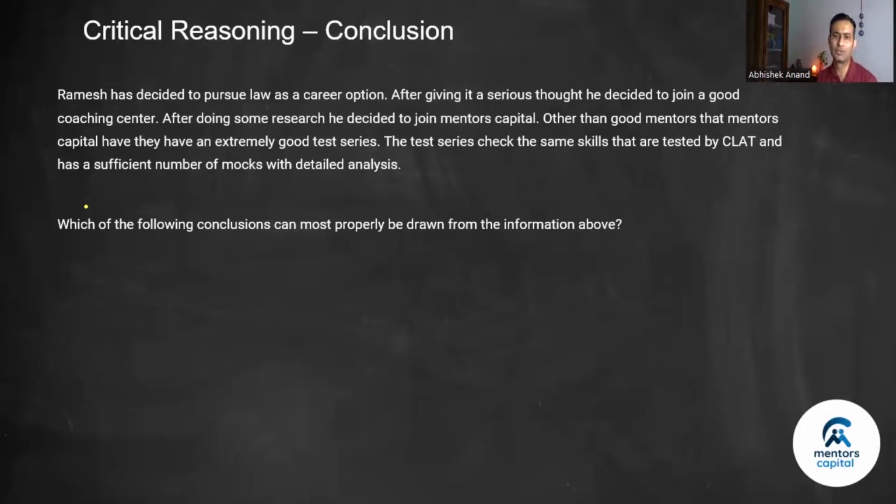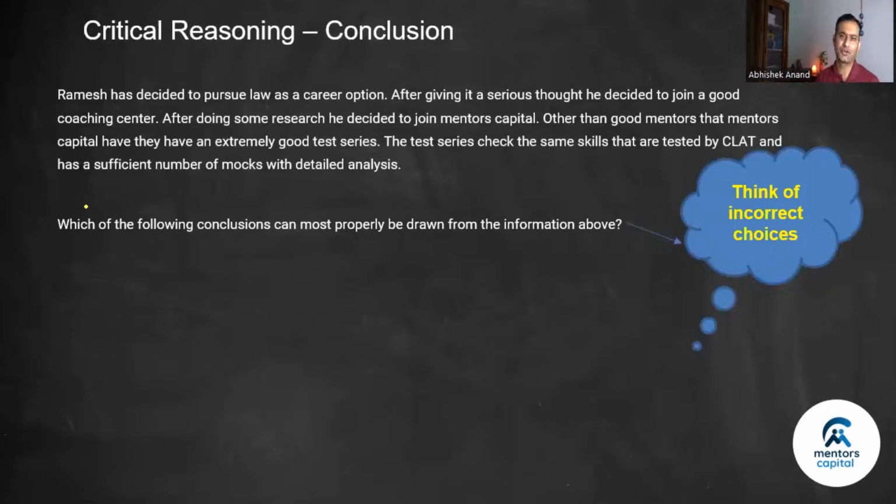Which of the following conclusions can most properly be drawn from the information above? Now, what I ask my students to do in such questions is think of incorrect choices. Always think from the point of view of the person who's making the question. If you were making the question, there will be 4 choices, so there have to be 3 incorrect choices. So think of incorrect choices. All of you should pause the video here and actively think of the incorrect choice. Incorrect choice meaning something that cannot be concluded from the paragraph.